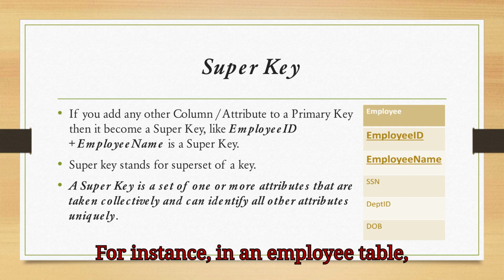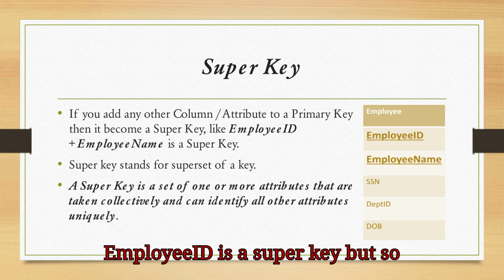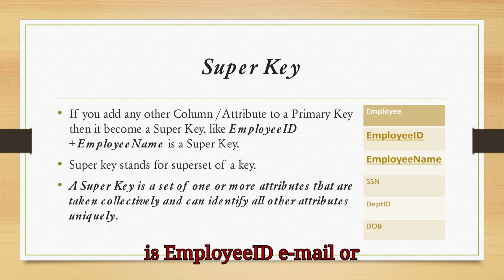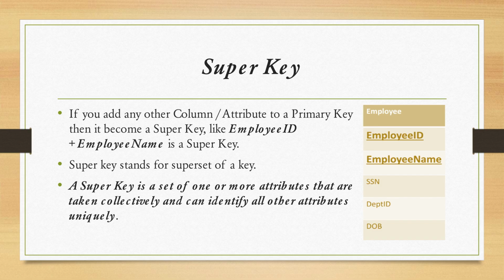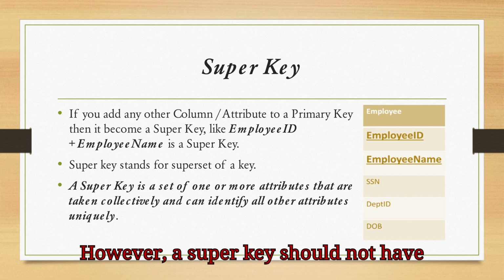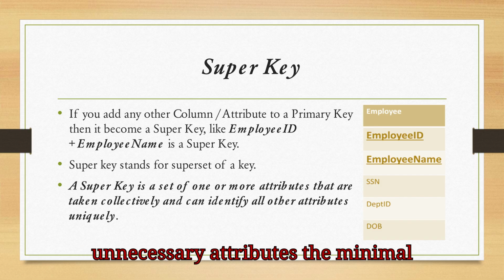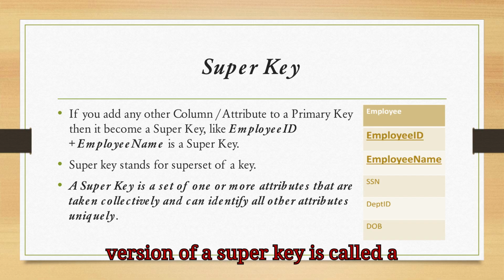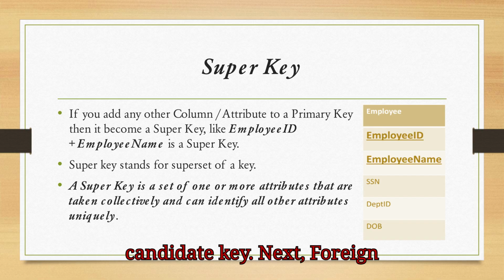For instance, in an employee table, employee ID is a super key, but so is employee ID, email, or employee ID, name, email. However, a super key should not have unnecessary attributes. The minimal version of a super key is called a candidate key.